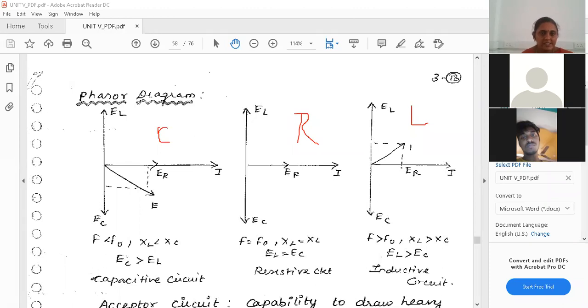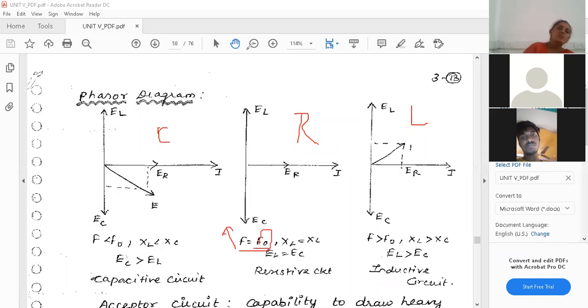So in a resistive circuit, we are talking about the resonance circuit, and a resonance circuit is possible only with AC supply when R, L and C are connected in series. Now in a resistive circuit, what happens? The voltage and current are always in phase with each other. This occurs in a resonance circuit only at F equal to F naught. F is the frequency of the circuit and F naught is the resonant frequency.